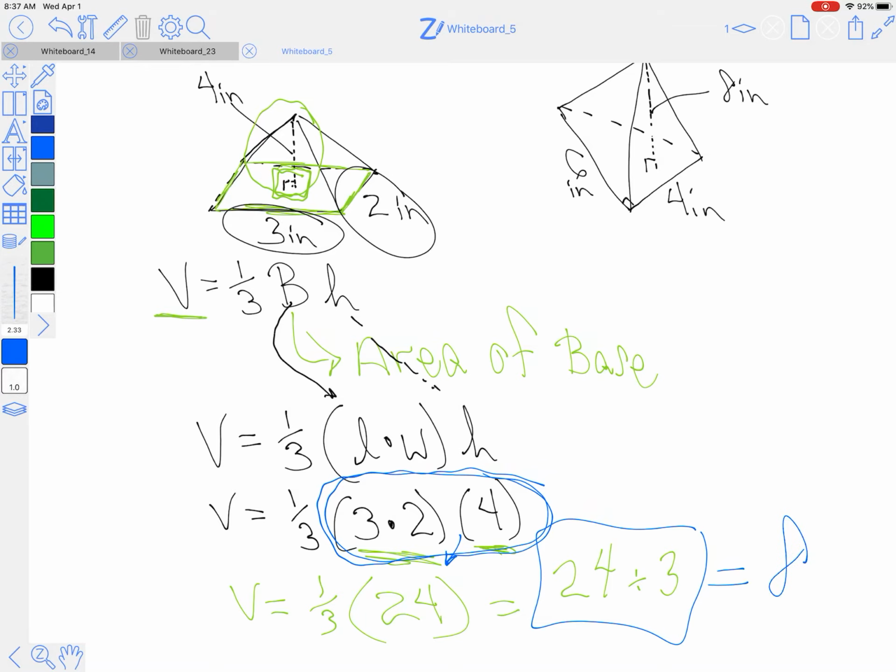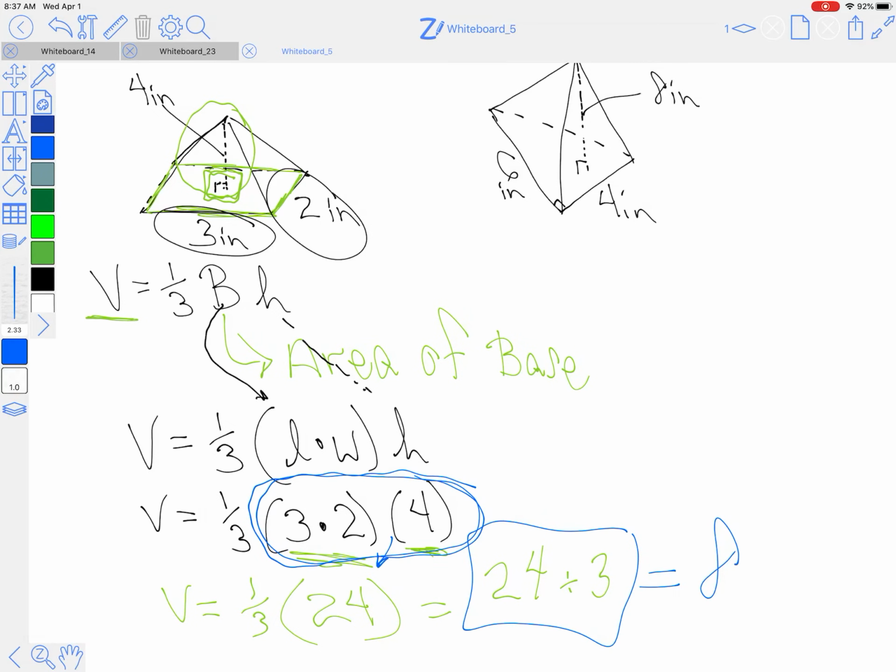8, and make sure again we look at our units. Our units are inches, and we're still doing volume. Volume is cubed, so 8 inches cubed would be the answer for that. So that's a rectangular pyramid.